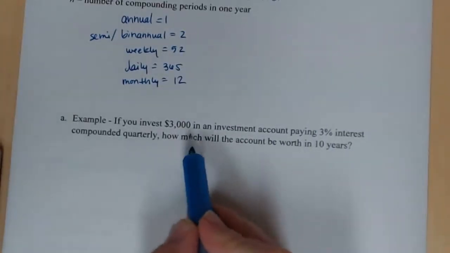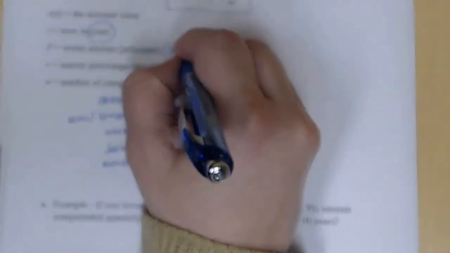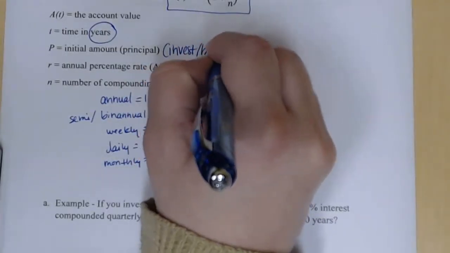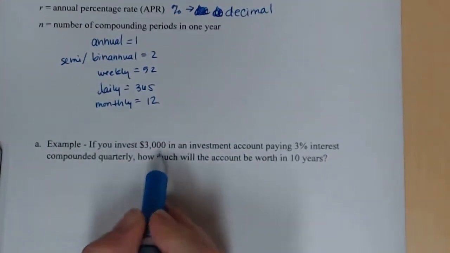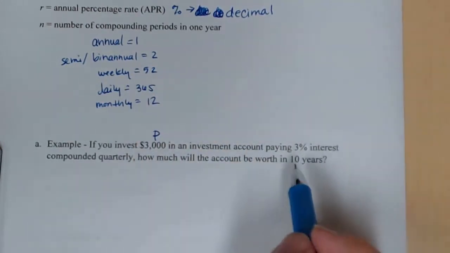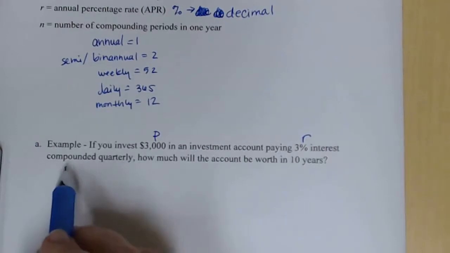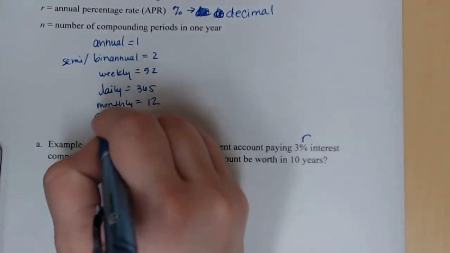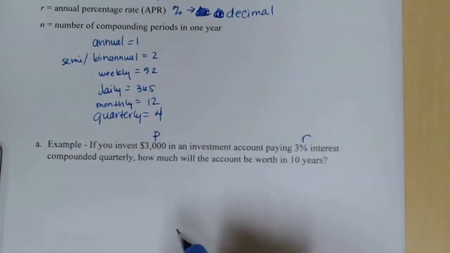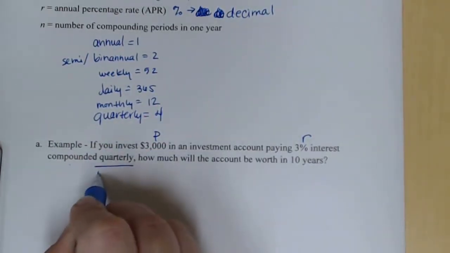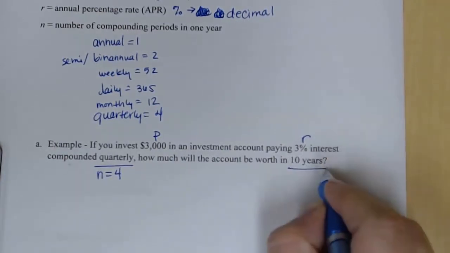If you invest $3,000, so remember, P is the amount that you invest or possibly borrow. That's your kind of starting amount. So if you invest $3,000, that's our P, in an investment account paying 3% interest, so that's our R, compound it quarterly, there's one I didn't put up there. Quarterly is 4 times a year. So compound it quarterly, that's your N equal to 4. How much will the account be worth in 10 years?